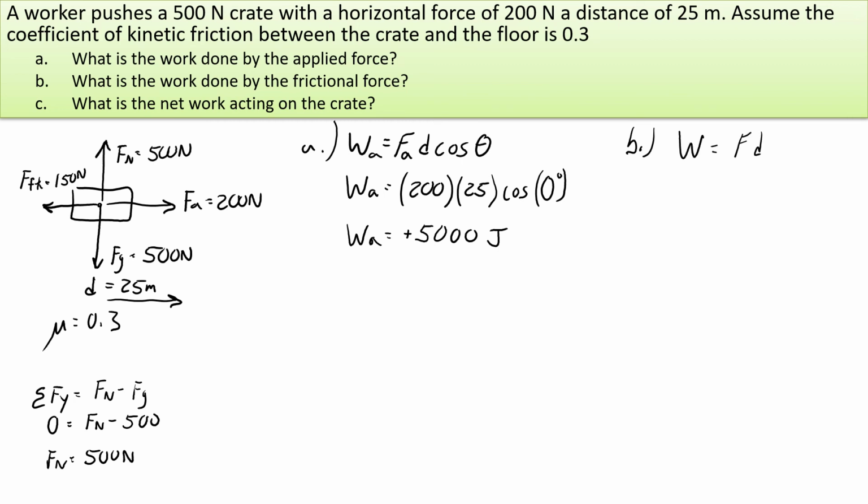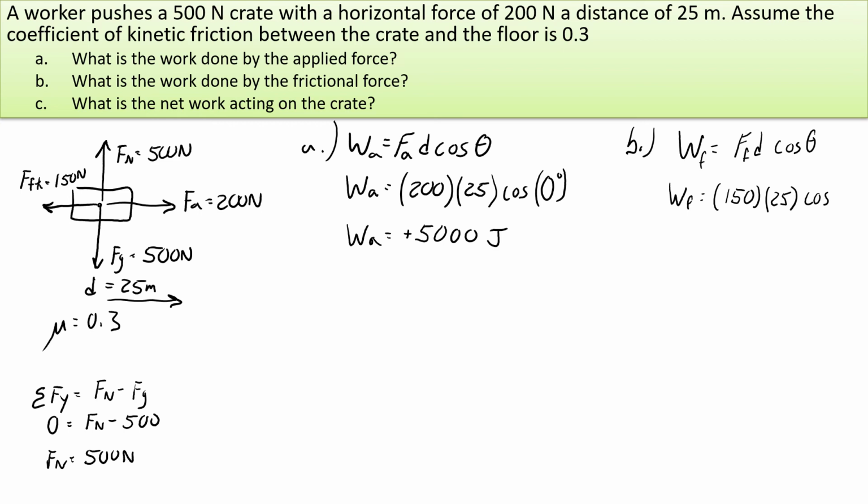And just like before, the formal definition is F D cosine of the angle between them. And now we're talking about the force of friction. So this is the work done by friction. The little subscripts are there to help you. We already calculated the frictional force, technically I should calculate it again, but we already did, and we know it's 150 newtons pointing to the left. So this is 150 times 25 times the cosine of an angle.